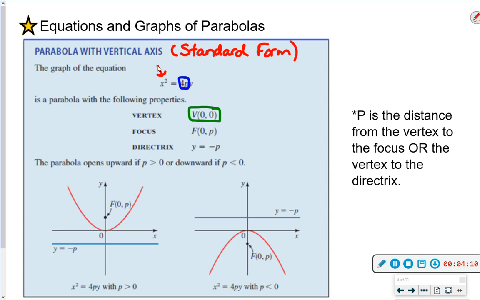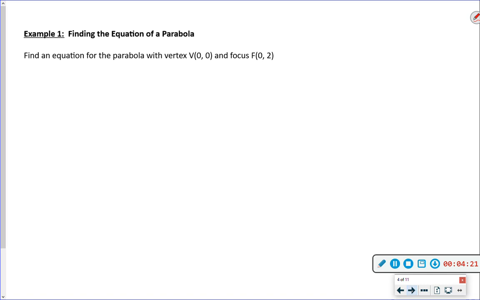And then once I have P, I can count to the focus, I can count to the directrix. Focus is always inside the parabola. The directrix is on the outside of the parabola. Okay, so let's warm up here, we'll warm up, before I have to do my artistic skills.